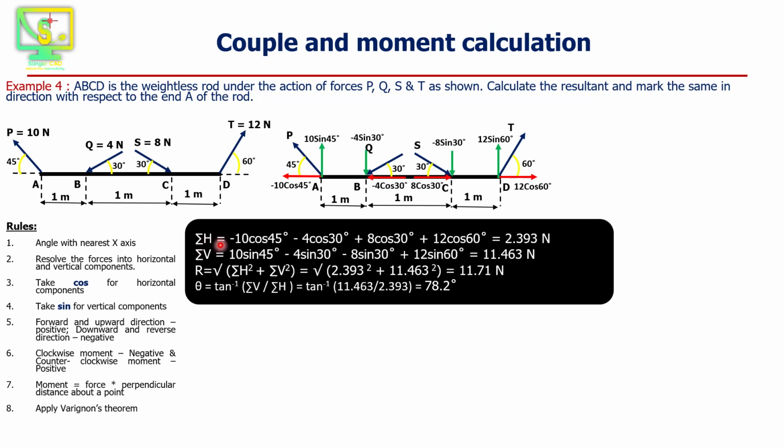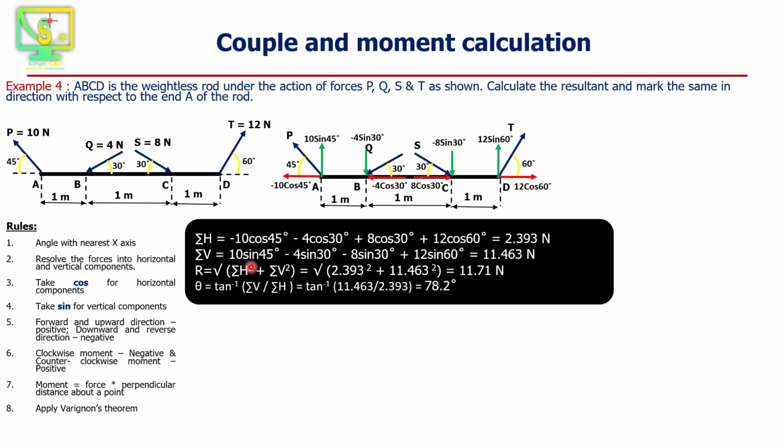Sigma H, the sum of all horizontal components, is minus 10 cos 45 minus 4 cos 30 plus 8 cos 30 plus 12 cos 60. Solving this we get 2.393 Newton. Now the sum of all vertical components, sigma V, is 10 sin 45 minus 4 sin 30 minus 8 sin 30 plus 12 sin 60, which gives the value 11.463 Newton.